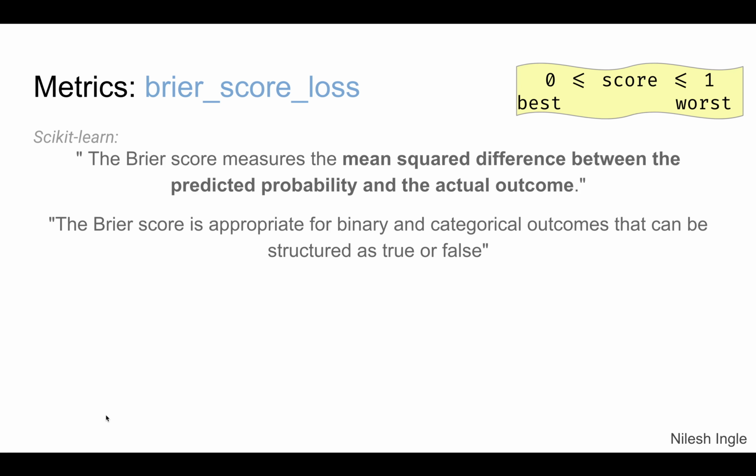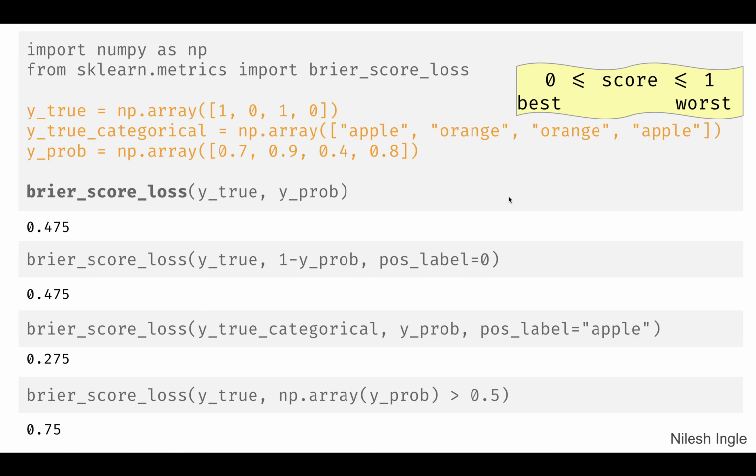Next is Brier score loss. Now with loss, the idea for the score is switched. The lower the loss, the better it is. That is to say, the predicted values are closer to the true values. And the Brier score here measures the mean square difference between the predicted probability and the actual outcome. And here is the implementation of that.